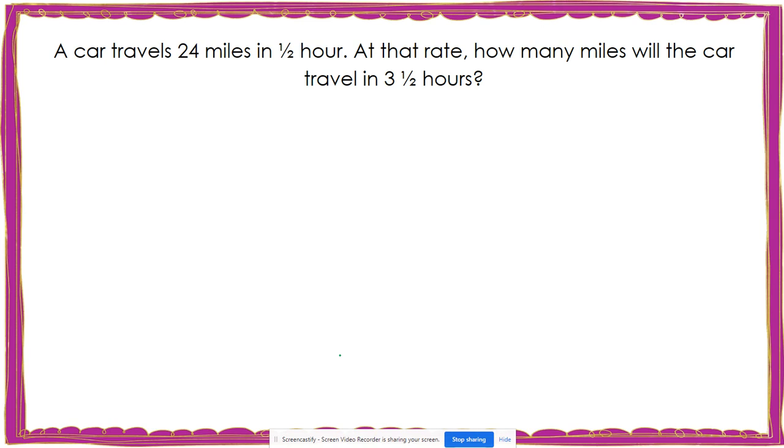Next, I see that a car travels 24 miles in 1/2 hour. At that rate, how many miles will the car travel in 3 1/2 hours? So we see that our rate is 24 miles in 1/2 hour. So we're going to use that to write our first ratio. 24 miles to 1/2 hour. Then I am looking for how many miles the car is going to travel in 3 1/2 hours. So I don't know how many miles, so I'm going to put an x to represent that, but I know that it's 3 1/2 hours.